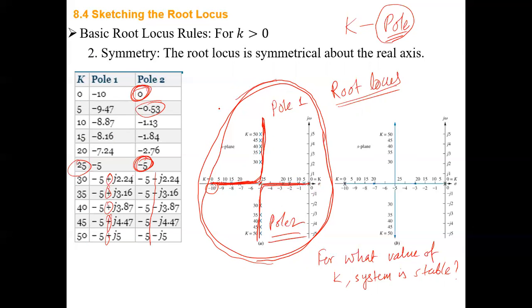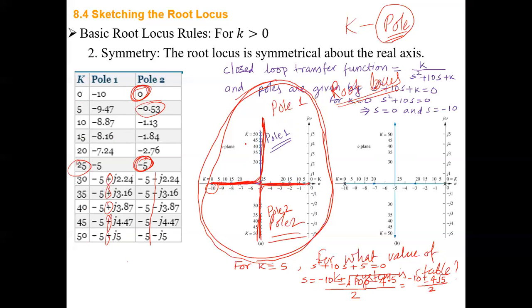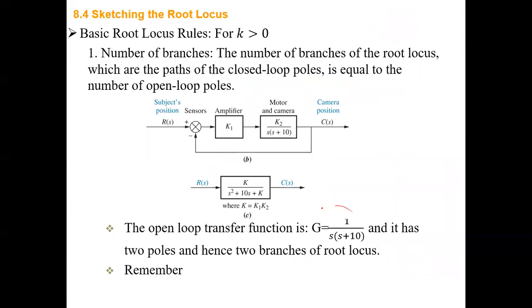Meaning for this system, rather this system, right? This is the closed loop. For this system, you can take any value of k. Any value of k makes your system stable. That's the good news, right? You don't have to worry about what value of k you want to choose. Choose any value of k, your system is stable.